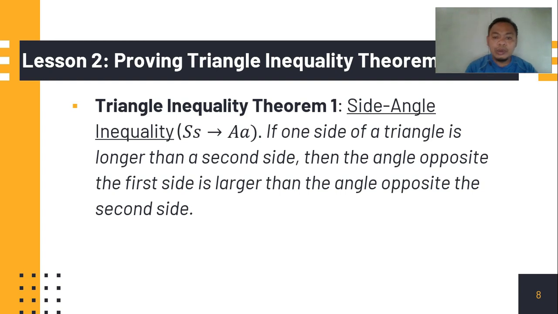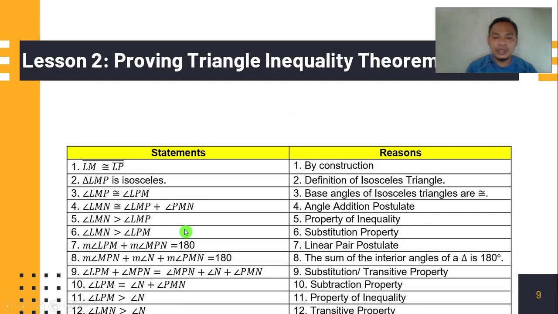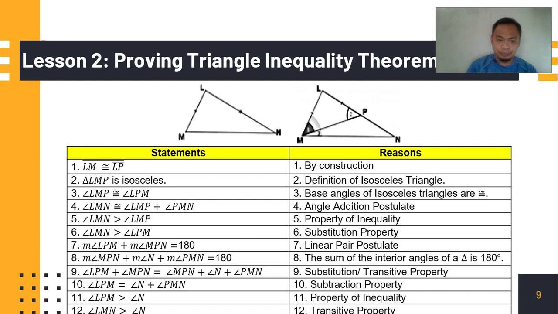So triangle inequality theorem number 1, we have side angle inequality. If one side of triangle is longer than the second side, then the angle opposite to the first side is larger than the angle opposite to the second side. Okay, so for example, we have this one. We have triangle LMN. Diba? So, gawin natin tong ganito. Okay, by construction, we'll construct LM.